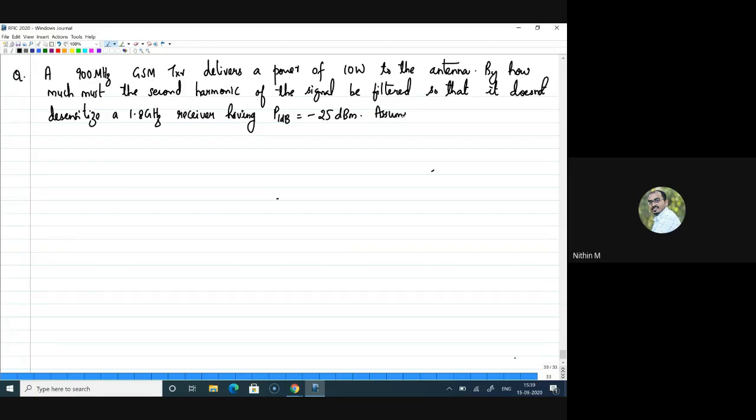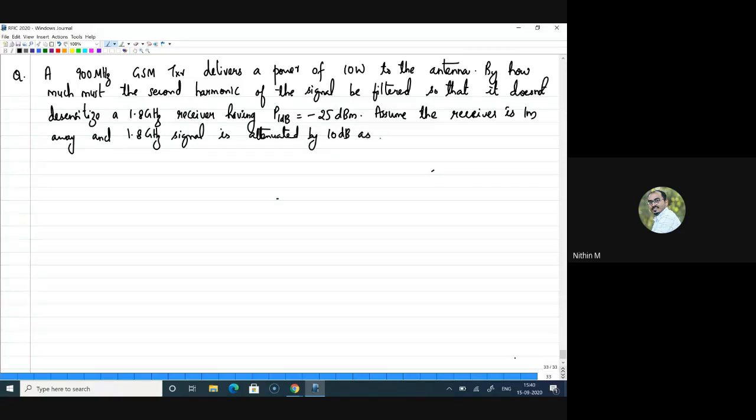One more piece of information is given. You can assume that the receiver is 1 meter away, and the 1.8 gigahertz signal is attenuated by 10 dB as it propagates across this distance. I hope the question is clear.